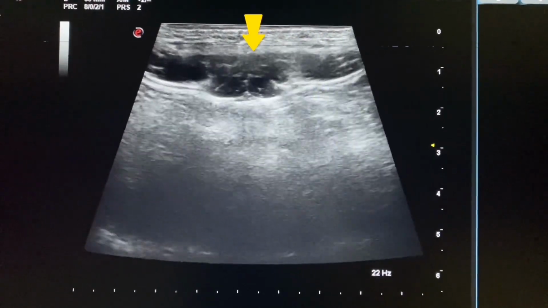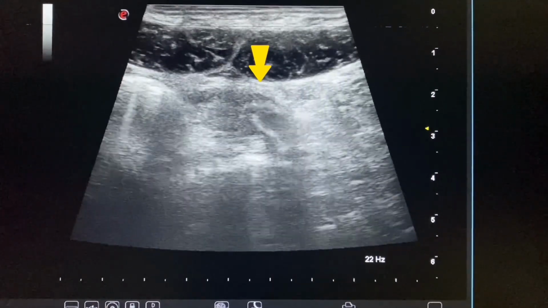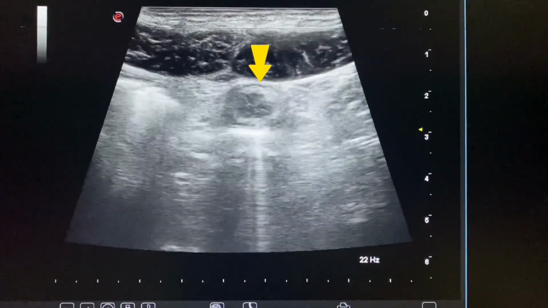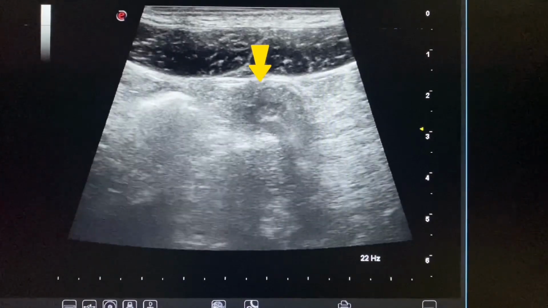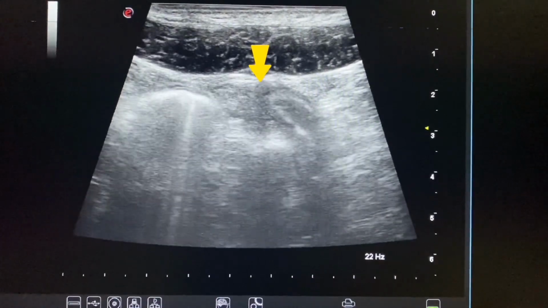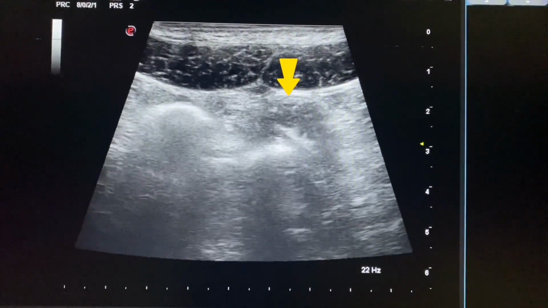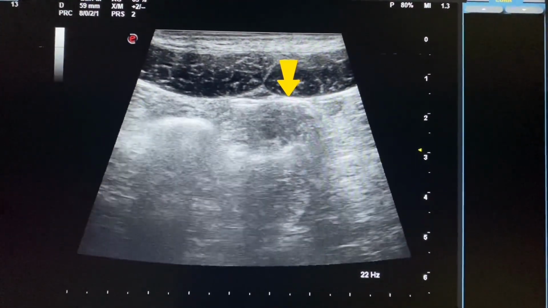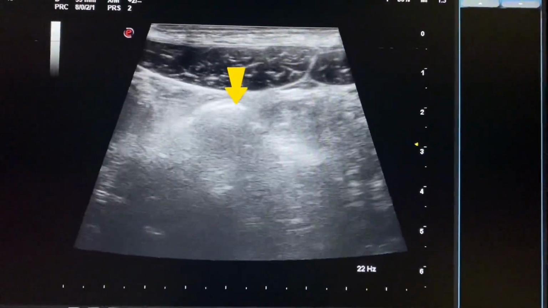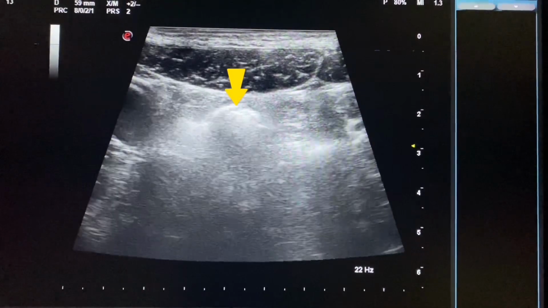Now sliding the probe upward to locate the distal ileum. Here we see the distal ileum. The walls of the distal ileum are prominent and show mild inflammation. A hypoechoic layer, which is the muscular layer, and an echogenic layer, which is the submucosal layer. This echogenic area is gases in the intestine.